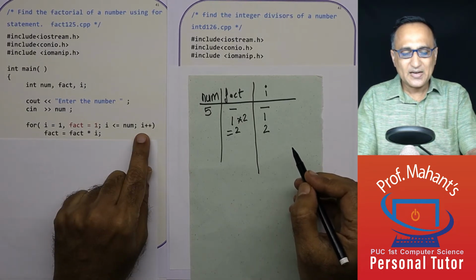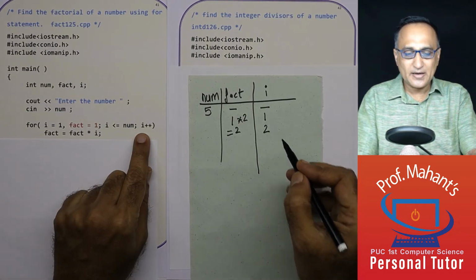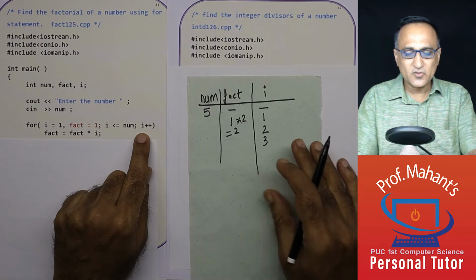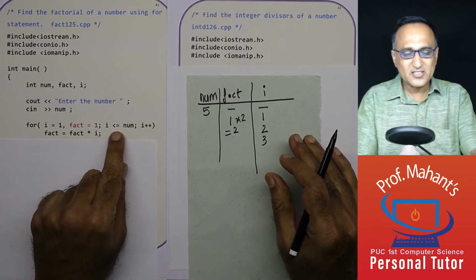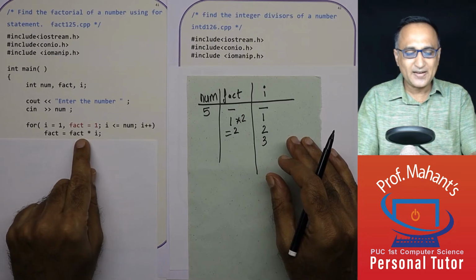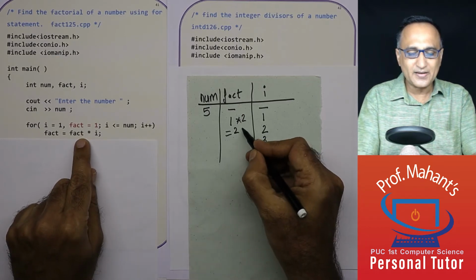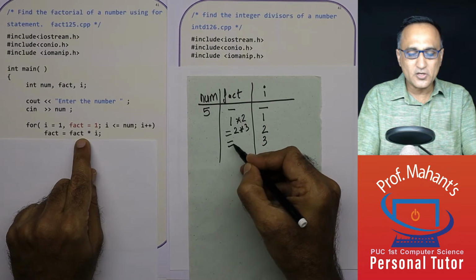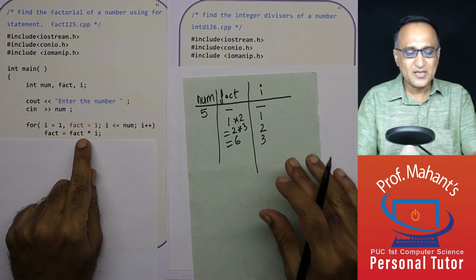Now I comes back here. You need to increment I. I is increased by 1. It becomes 3. Is 3 less than or equal to 5? True. So I'm going to come here. Fact is whatever is the current value of fact into 3. So 3 into 2 is 6.